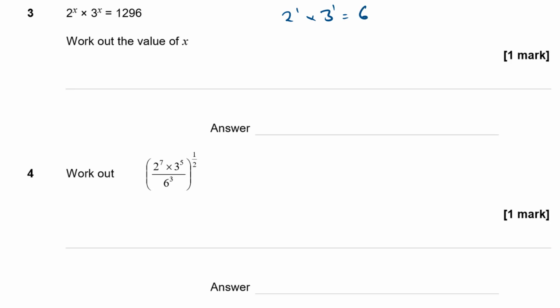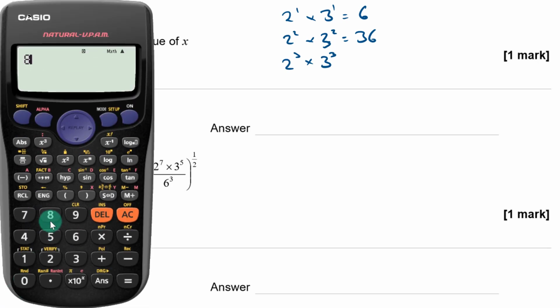That's obviously not going to be high enough. If I got 2 squared times 3 squared, 2 squared is 4, 3 squared is 9, 4 9s are 36, that's also too low. What about 2 cubed times 3 cubed? That's going to be 8 times 27, isn't it? Again, it's too low, it's 216.